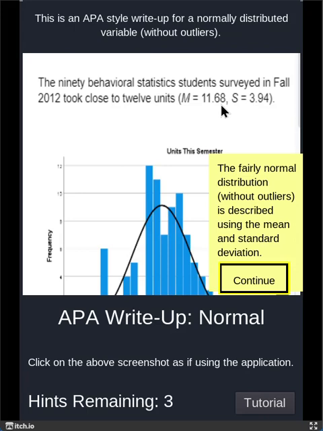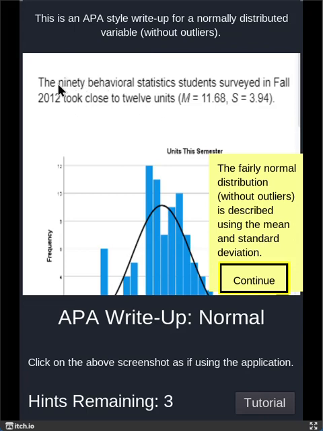Bigger picture. When you write up your results, you want to know, well, who are we talking about? So these are behavioral statistics students. How many of them were there? There are 90 of them. And when did this take place? Fall 2012. Because in the behavioral sciences, things change over time, and so we always want to know the currency. Sometimes it's interesting to know what it was like in 2012, but we also want to know it's 2012 and not the current date, because time elapses and things change.